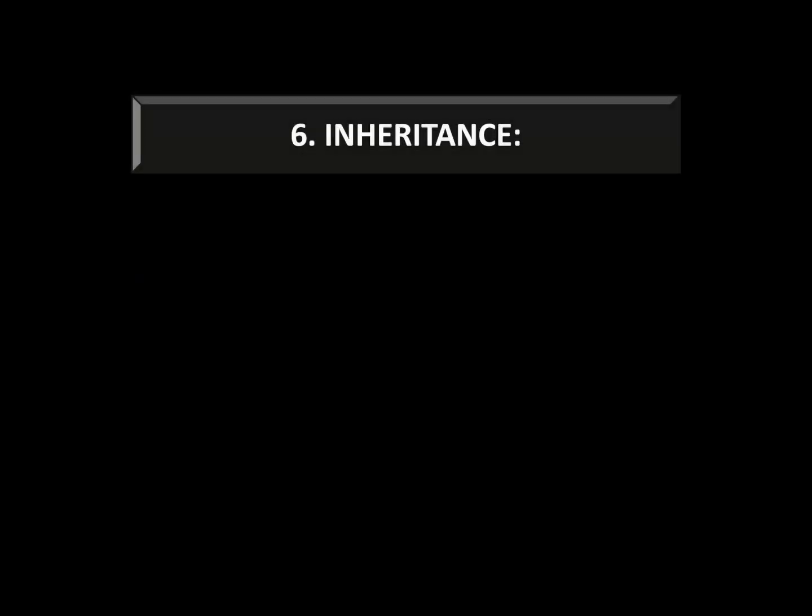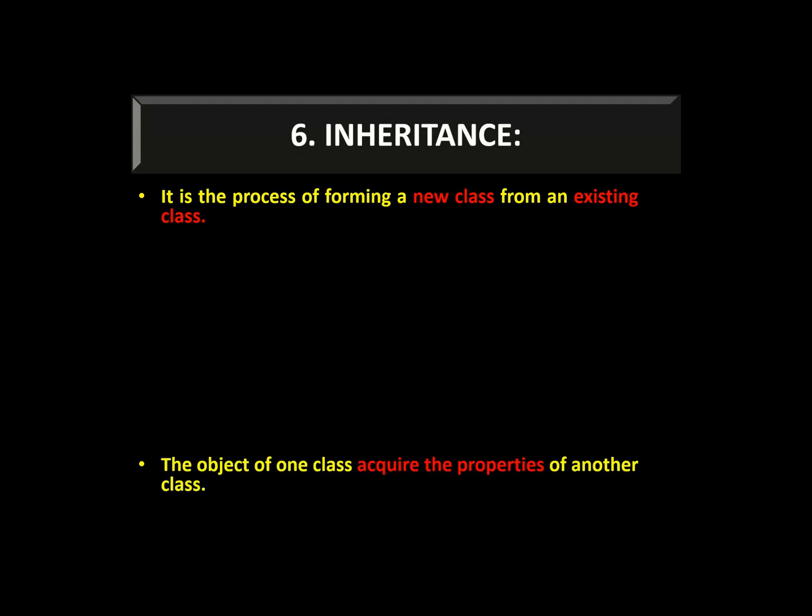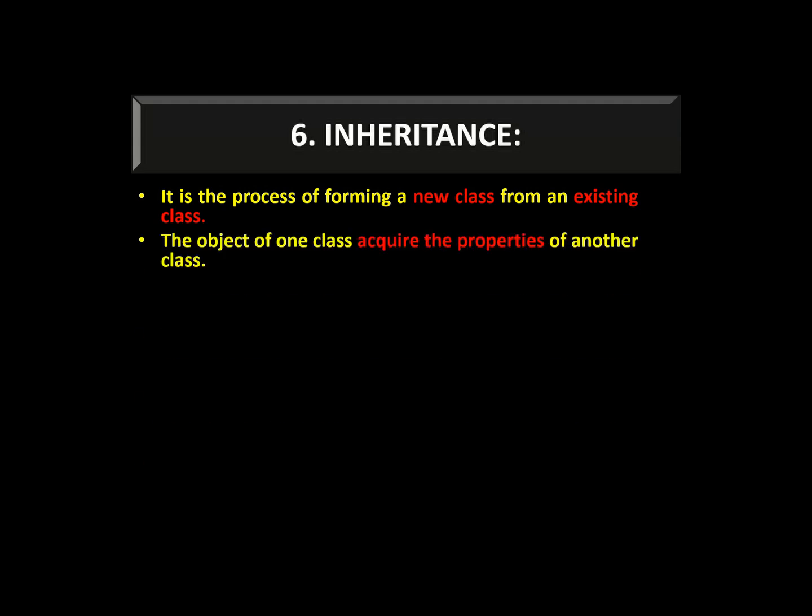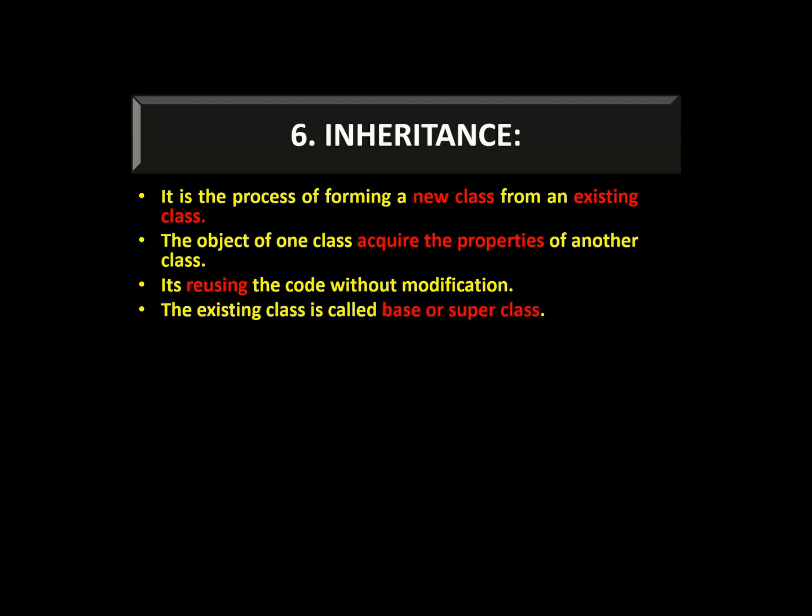Sixth one is inheritance. What is inheritance? It is the process of forming a new class from an existing class. The object of one class acquires the properties of another class. It reuses the code without any modification. The existing class is called base or superclass. The new class is called derived or subclass.